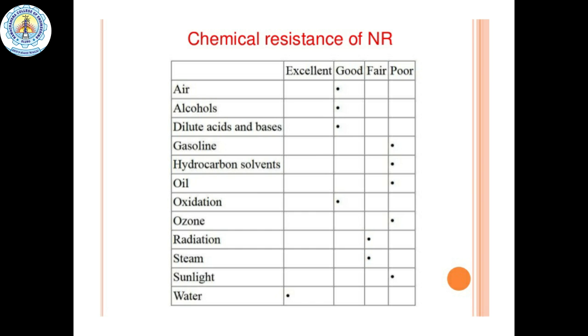Coming to the chemical resistance of natural rubber, it has good resistance to alcohols, dilute acids and bases, and poor resistance towards gasoline, hydrocarbon solvents and oils. It has good resistance towards oxidation, excellent resistance in water, fair resistance to radiation and steam, and very poor resistance to sunlight. This is about the chemical resistance of natural rubber towards air, alcohol, etc.